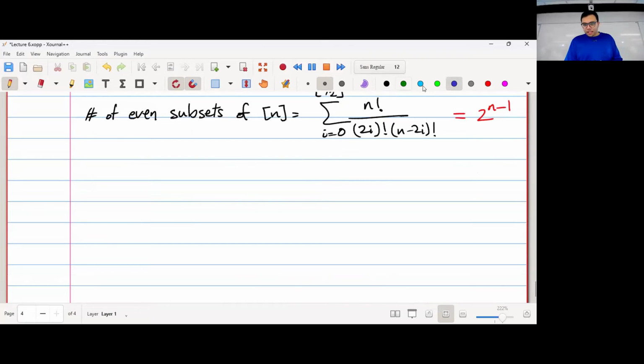But let's do something else. Let's just look at our sequence and let's try to use only the multiplication principle. So let's say I have a sequence again of length n. So I have n places.